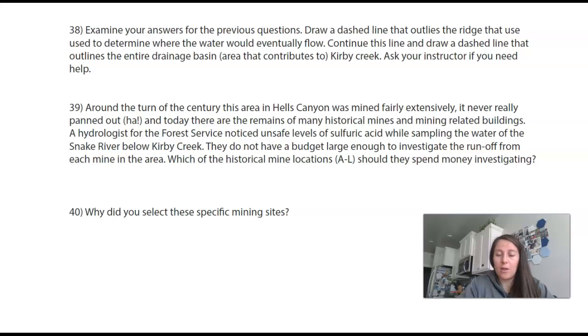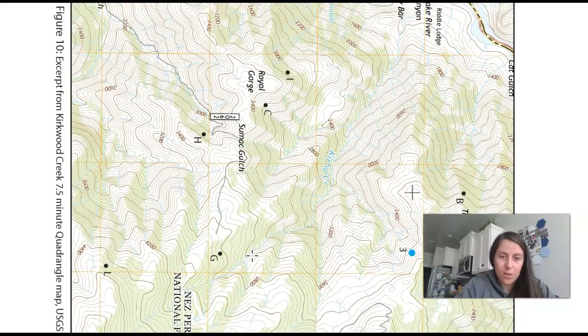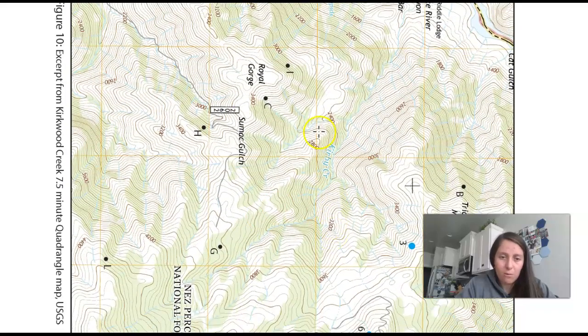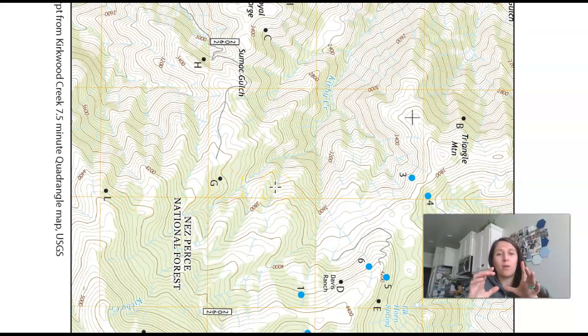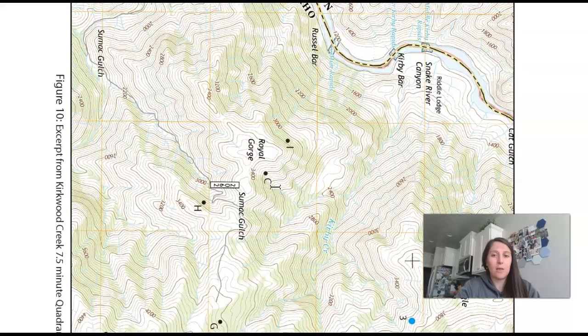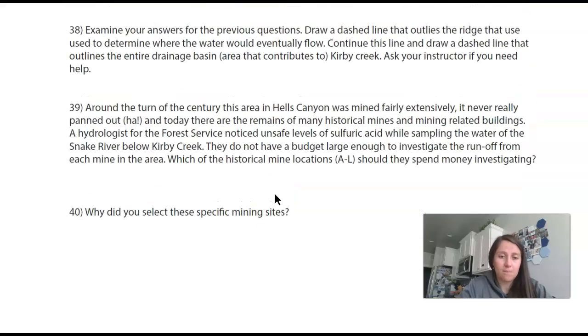So based on that drawing that I made, it's not going to appear in this one because I drew it somewhere else. But based on that drawing, which of these locations should they be caring for if they are contributing acid or potentially contributing some sulfuric acid onto Kirby Creek? Should they worry about G, for example, or about L? Which of these locations falls within that drainage basin so that it could be a potential for contributing sulfuric acid onto the Snake?